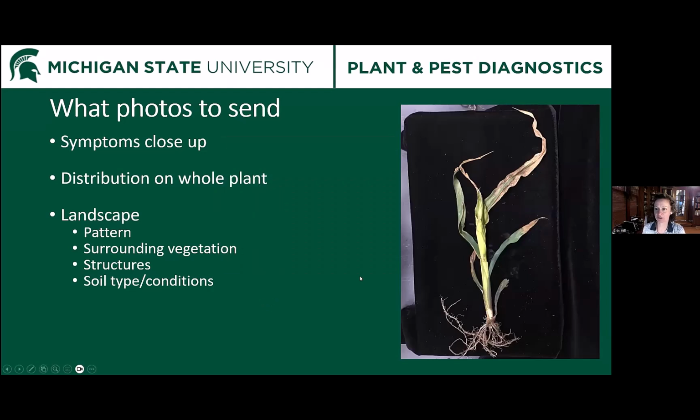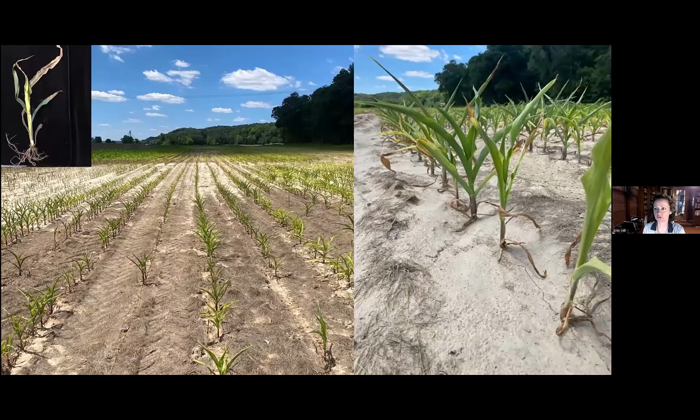So here we have a plant that was sent to the lab, and it's a corn plant, but it doesn't tell us anything about what's going on in the whole field. So when I wrote back to this client and asked for these photos, now I can see the distribution of the symptoms in the field. I can look at other plants like the weeds on the right-hand side and the close-up of the corn row, and I see that they are all dead. I can see that this is a sandy soil. I can also see that there's a tree line right there. And so all of these things, again, are pieces to the puzzle that we're trying to solve.